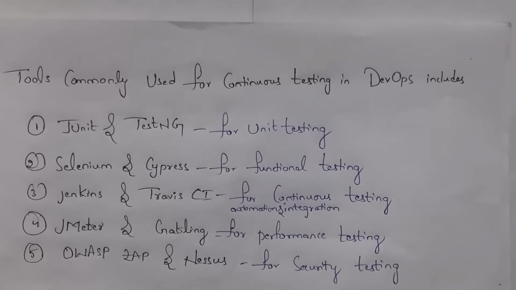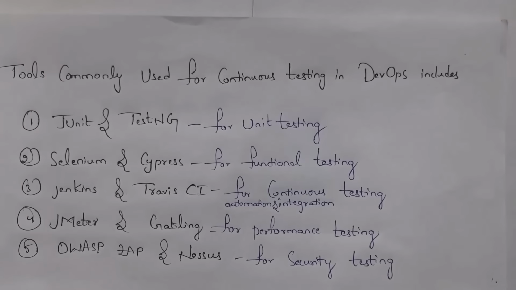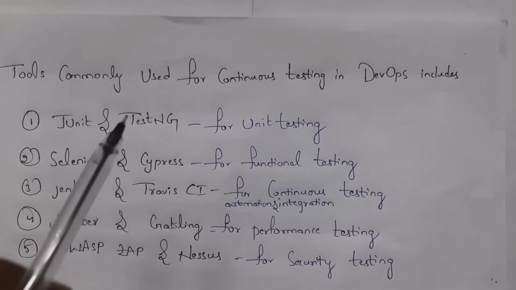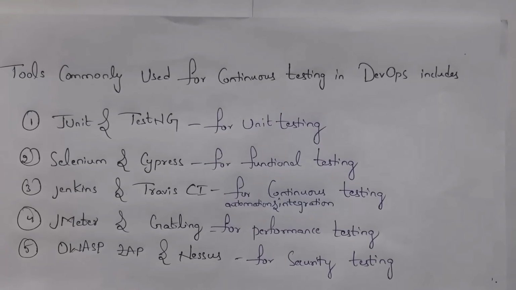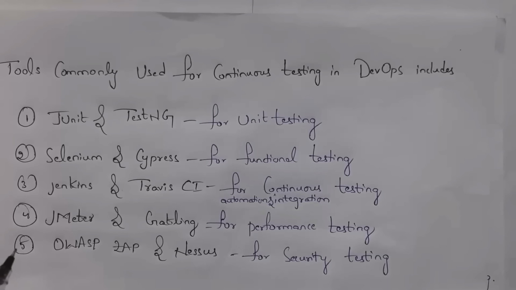Guys, these are various kinds of tools that we use in DevOps in order to perform various kinds of testing. By using tools like JUnit and TestNG, we can perform unit tests, and by using tools like Selenium and Cypress, we can perform functional tests. By using Jenkins and Travis CI, we can perform continuous automation and integration testing, and by using tools like JMeter and Gatling, we can perform performance testing. By using tools like OWASP and Nessus, we can perform security testing.